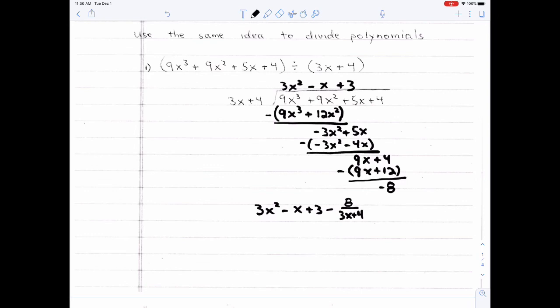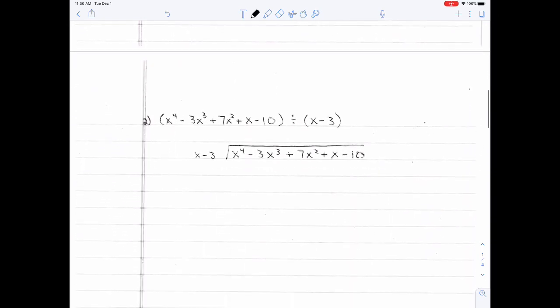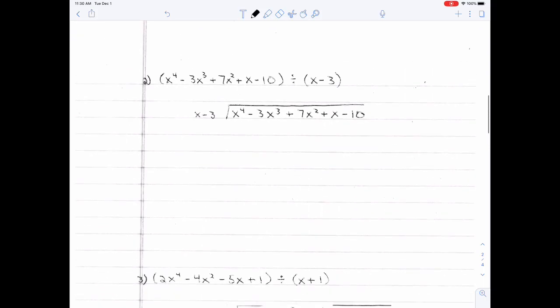Now, it's just a matter of looking at examples. Little longer problem here. So, again, what times x gives me x to the 4th? It'll be x to the 3rd. So it's what times the first term in the divisor gives me the first term in the line that I'm dealing with. And in this case, I'm just dealing with the x to the 4th power. Okay. So now I multiply that thing, x to the 3rd, times the entire divisor.